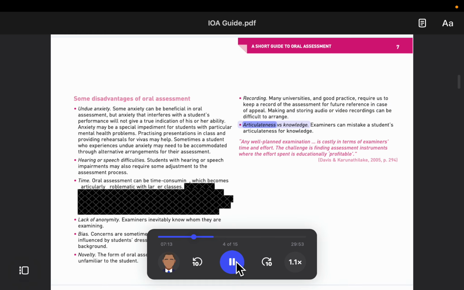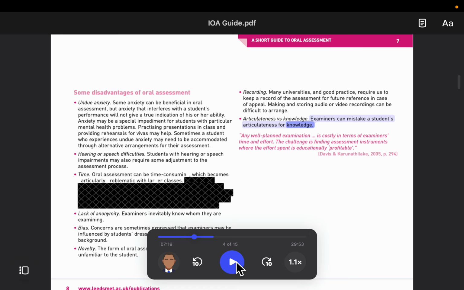And said, articulateness versus knowledge. Examiners can mistake a student's articulateness for knowledge. Again, this is where a strong rubric comes in. If they're not hitting the pieces of knowledge you're expecting to hear on your rubric, then it doesn't matter how articulate they are, the rubric will solve for that.